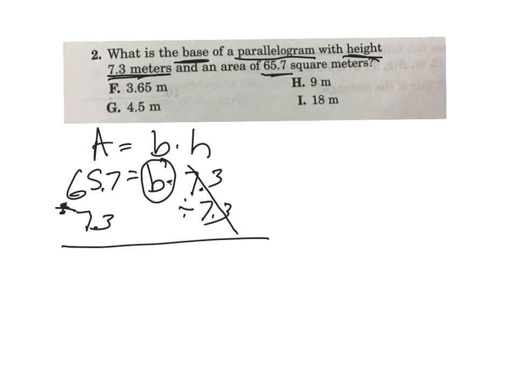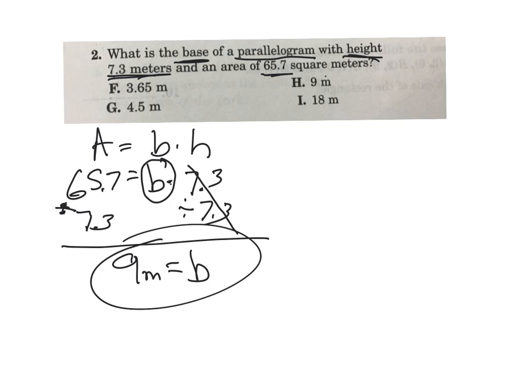These two cancel each other. So it's going to leave me with b equals 65.7 divided by 7.3 equals 9. And we're talking about meters, so it'd be 9 meters. I look up here, b is 9 meters. All right. Hopefully you got that one okay. Let's go on to number 3.